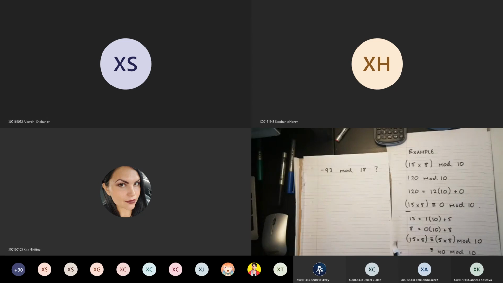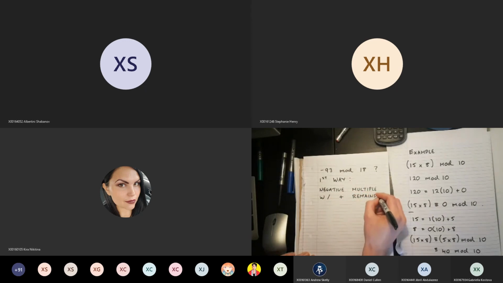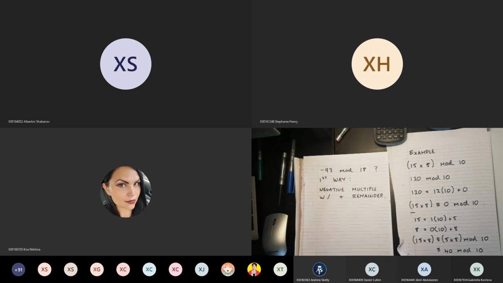Okay. So let's talk a little bit about a negative number, and how I would go about that. There are two possibilities here. You don't need to do it both ways. Just pick a way that you like and get good at it. The first way is to find a negative multiple with a positive remainder. People don't like this one so much, but it's actually the way I think about it in my head.